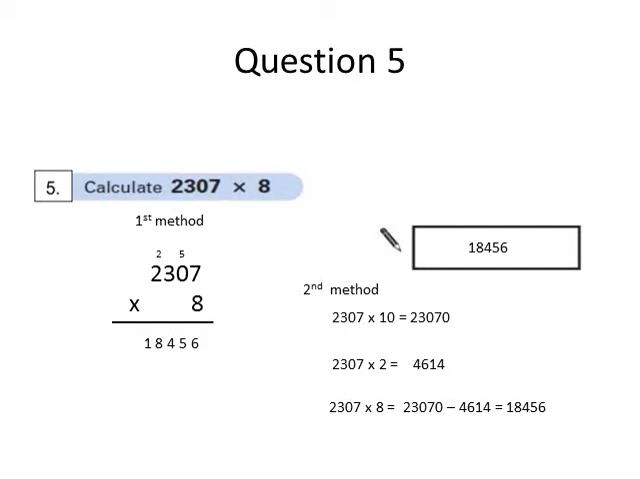So 23,070 minus 4,614, which equals 18,456.